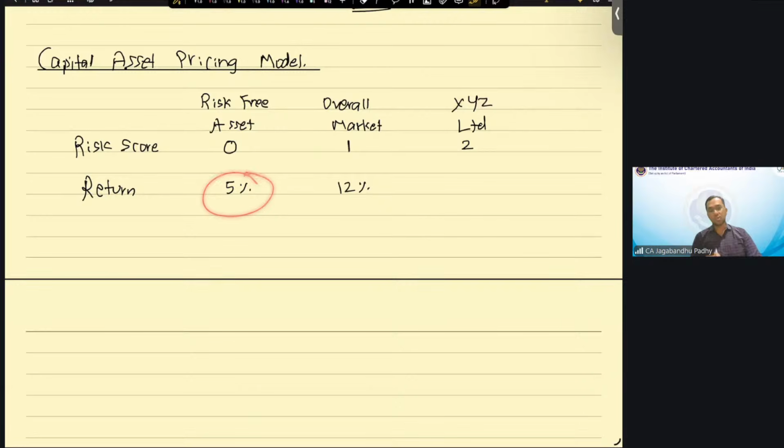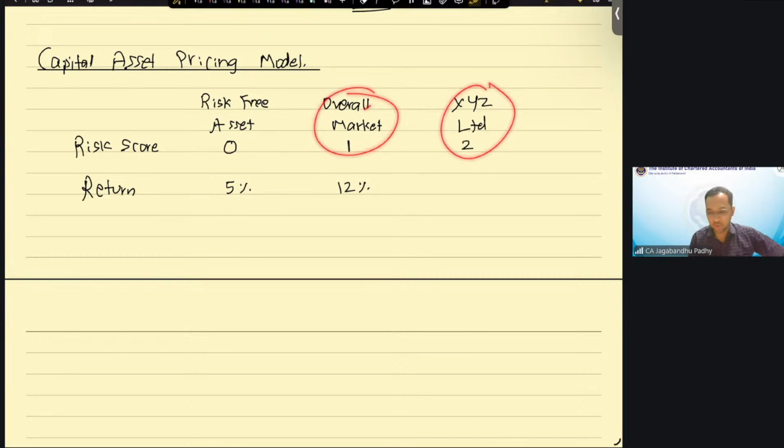Yes. Should it be more than 12% also? Of course, yes, because the risk of XYZ Limited is double that of the overall market. So now we understand how to calculate this return.